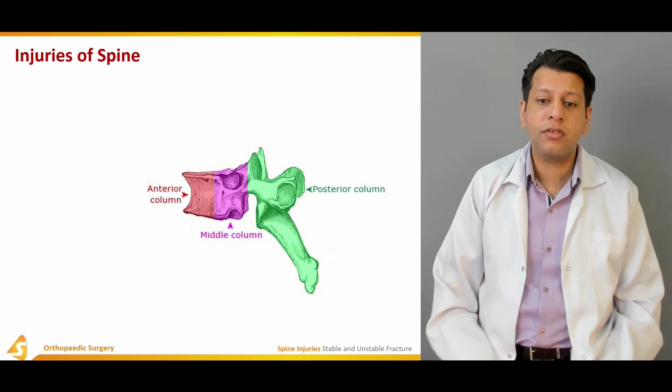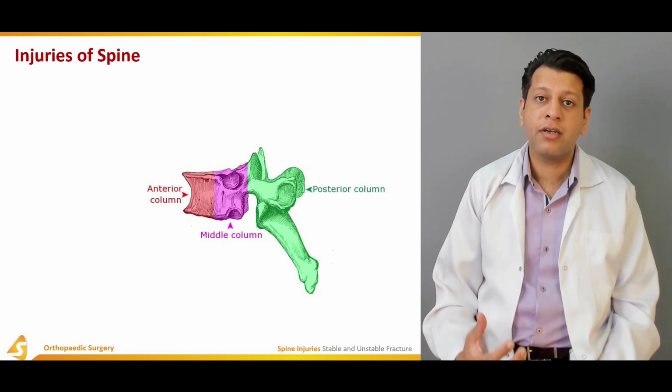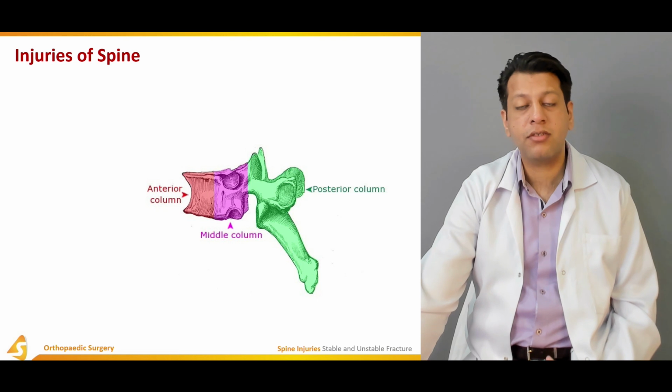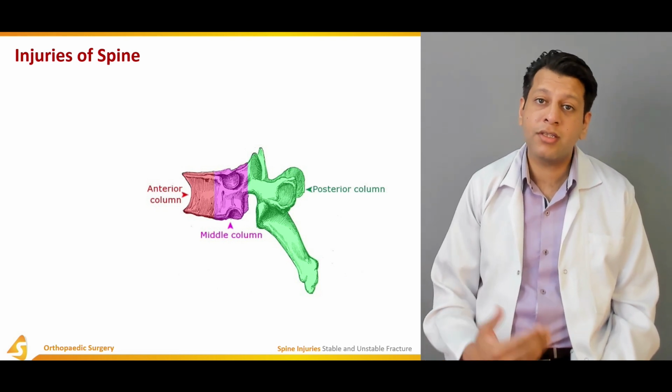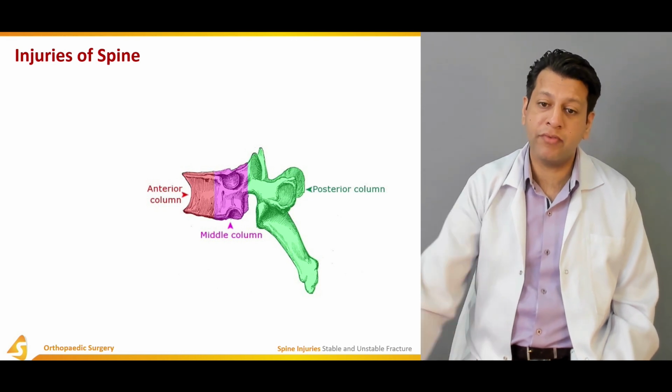So if you see, this is a diagram of the vertebra of the spine, but actually it was Denis who classified it and gave a column theory on this. According to Denis, the spine consists of three columns. There's an anterior column, a posterior column, and a middle column in between them.